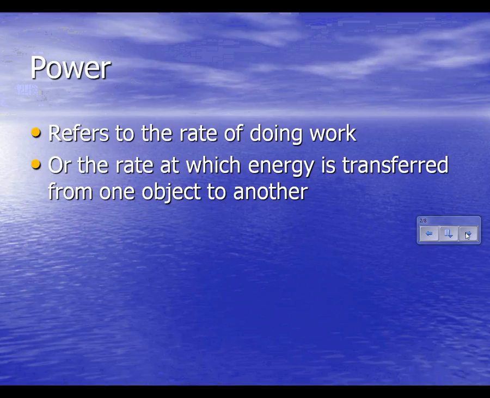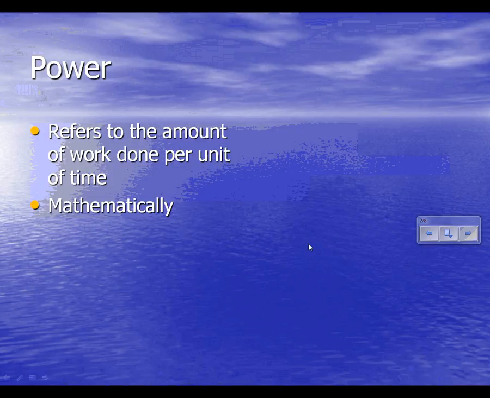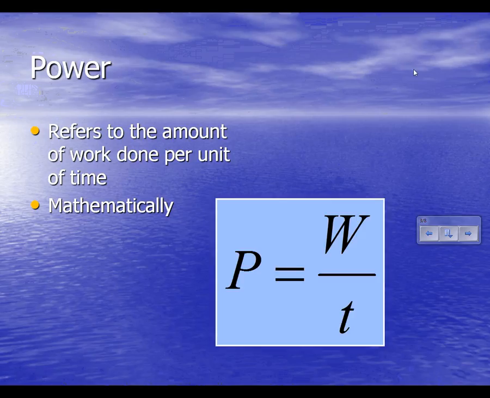When you burn gasoline in your car, it's how fast the gasoline is used and the kinetic energy that is then produced. Okay? So we know that it refers to the amount of work done per unit of time. So mathematically, it's simply power is equal to work divided by time. It really is not very hard at all.